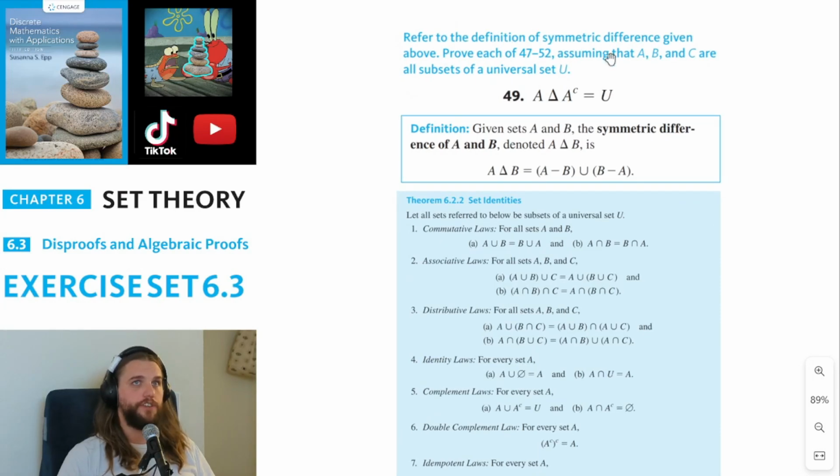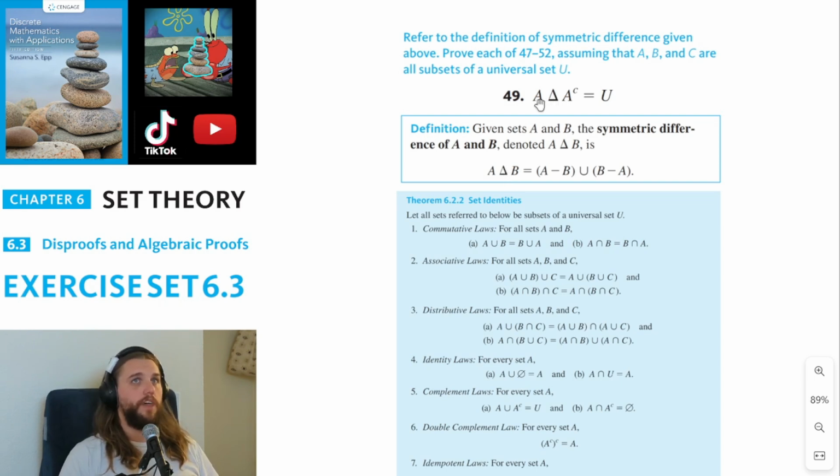Refer to the definition of symmetric difference given above. Prove each of 47 through 52, assuming that A, B, and C are all subsets of a universal set U. Now, I actually put the definition below here, which says that given sets A and B, the symmetric difference of A and B, denoted A triangle B, is A triangle B equals A minus B union B minus A. You can also just say symmetric difference instead of triangle.